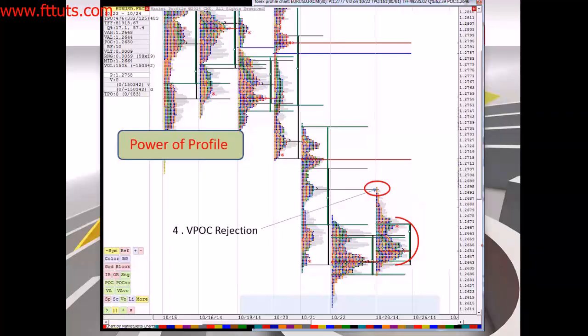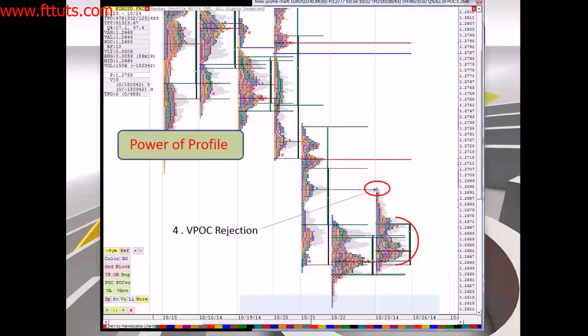Here we begin to see rejection at the volume point of control from a session 2 days ago. Notice how it respects all of these parameters. This was significant because this area here, where you see the high volume and the volume point of control, was selling a couple of days ago.